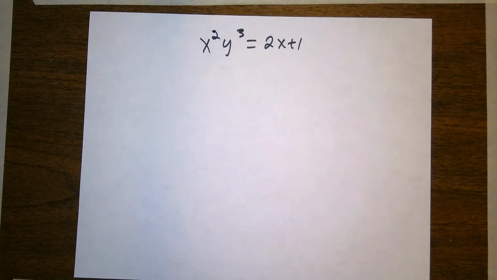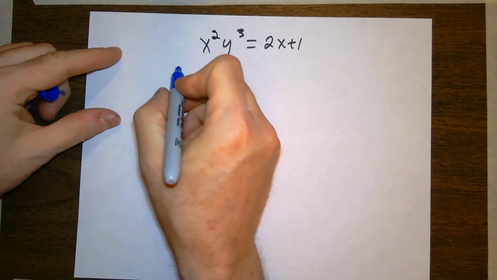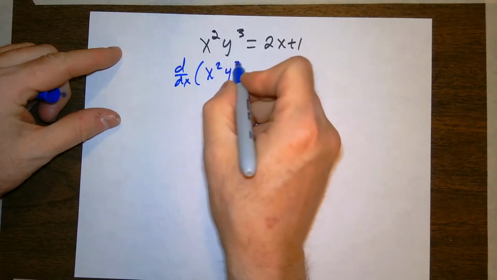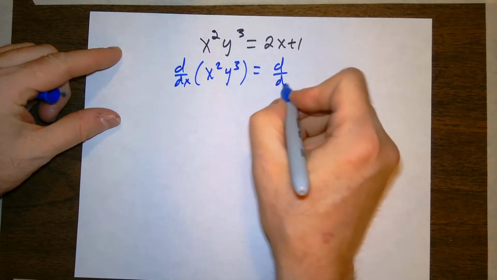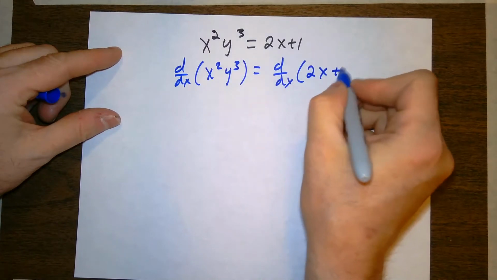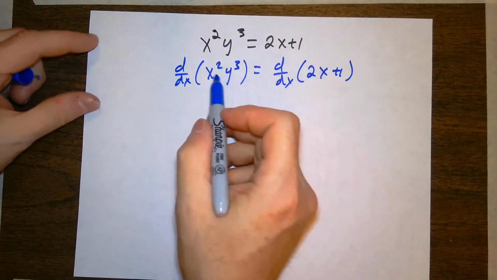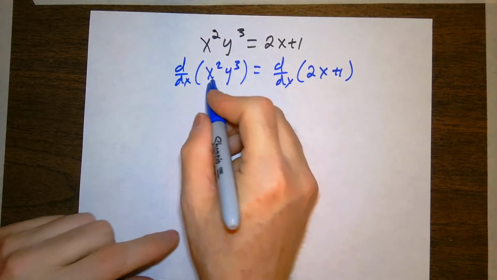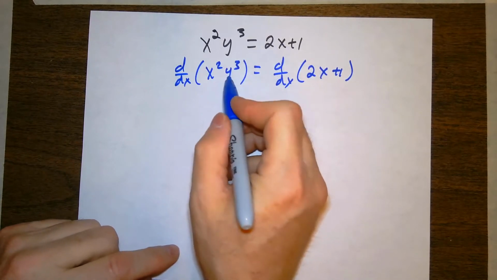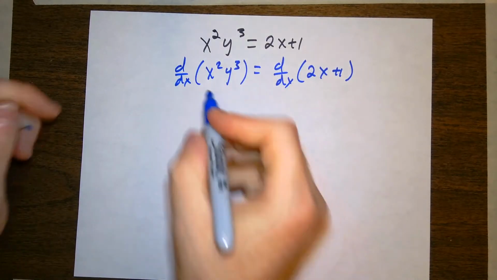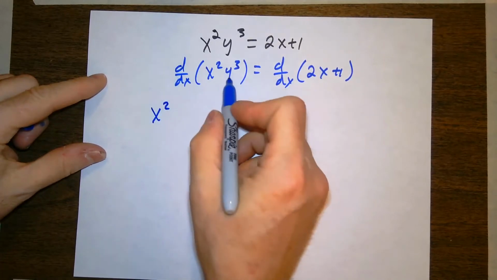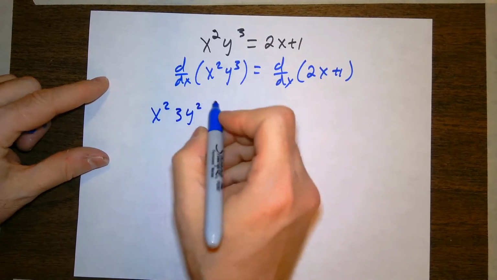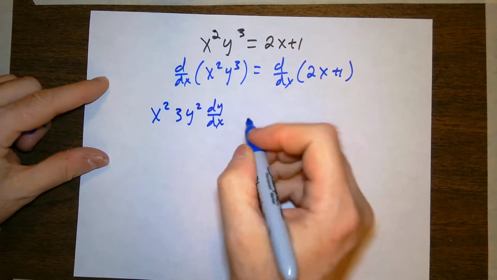All right, so again, I want to break it down and write every step along the way. So I'm going to take the derivative with respect to x of this side, x squared y cubed, equals the derivative with respect to x of that side, 2x plus 1. And I've got a product rule here. Remember what you say when you've got the product rule. It's the first times the derivative of the second plus the second times the derivative of the first. So here we go. First, x squared times the derivative of the second. The derivative of y cubed is going to be 3y squared dy/dx.